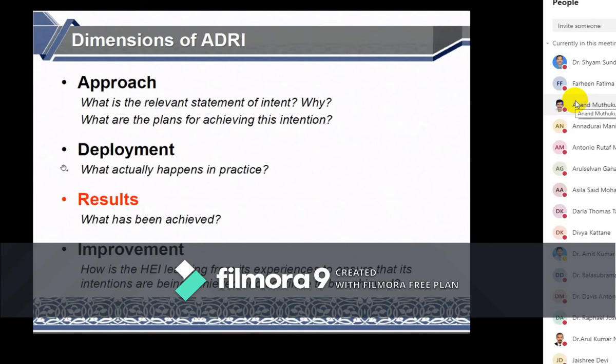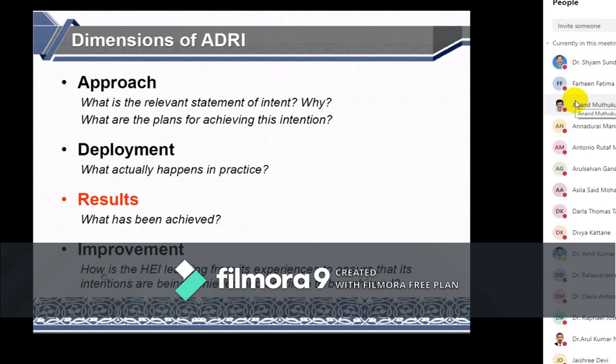Now, results, this is again the third part. What do we achieve out of this deployment? So definitely there is a lot of evidences here in deployment and results, and what we have achieved in the results. And most of the time when we went through a lot of criteria, our approach has been deemed well, our deployments have been good, results are okay, but what happened to these results and how we were able to use these results for improvement is not clear. So this is where we are lacking. This is the area that we need to improve.